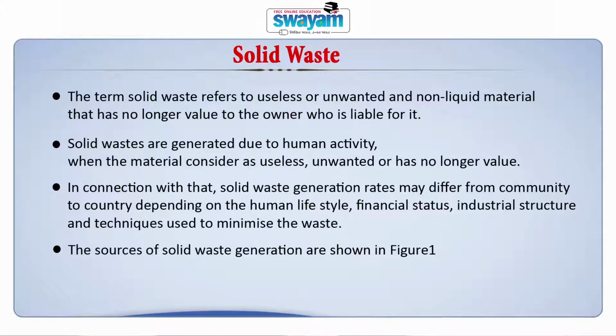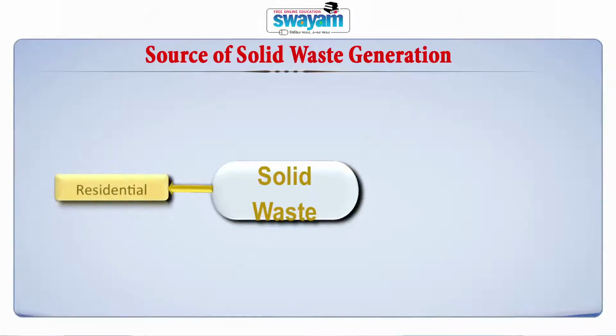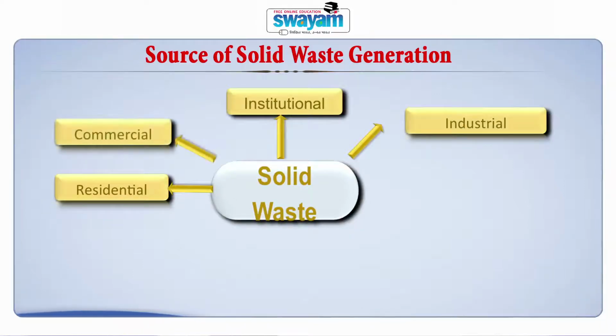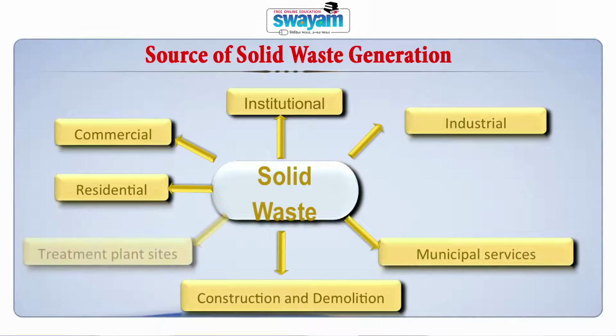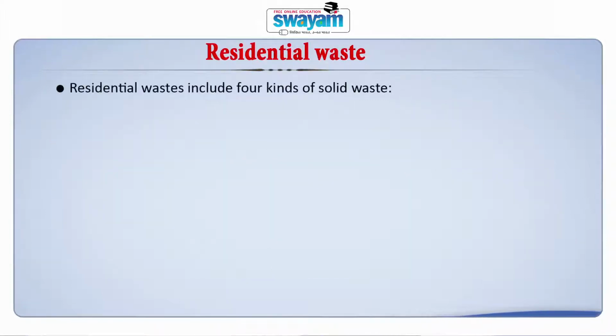In general, if you want to study the sources of solid waste generation, there are many types of sources, starting from residential source, industrial source, institutional source, commercial source, construction and demolition source, municipal source and treatment plant sites. Now, let us look into these major sources one by one. To begin with, first the residential waste. Now, as you all know, what is residential waste?